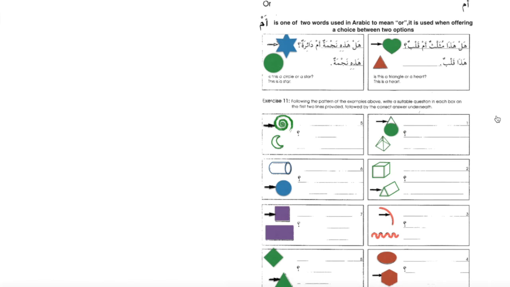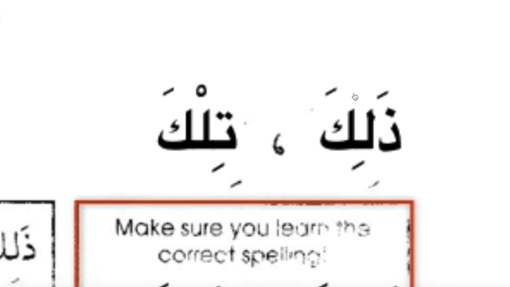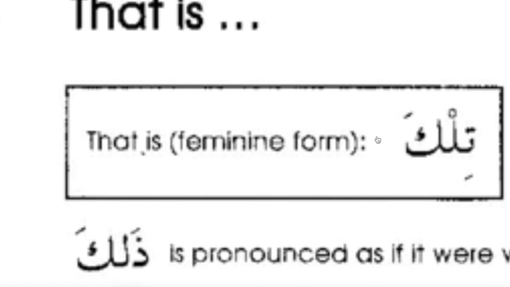So let's go to the next part of our class, which is to learn what is that in Arabic. We learned about this, which is hada for masculine and hadihi for feminine. Now we're going to say if a thing is far from you, you point and say that, having a masculine and feminine version in Arabic. Let's have a look. The feminine version is called tilka and the masculine is called dhalika. Dhalika is for your masculine form and tilka is your feminine form.